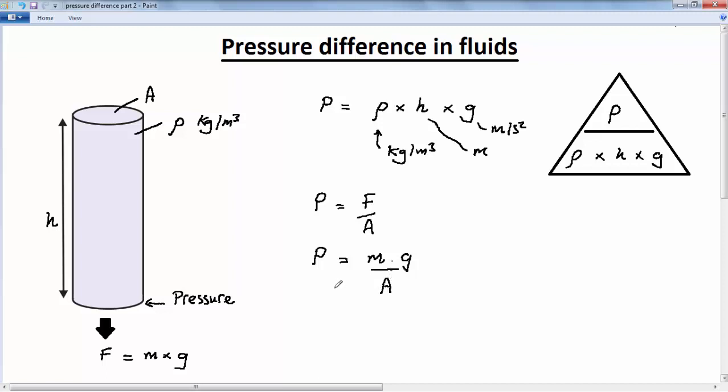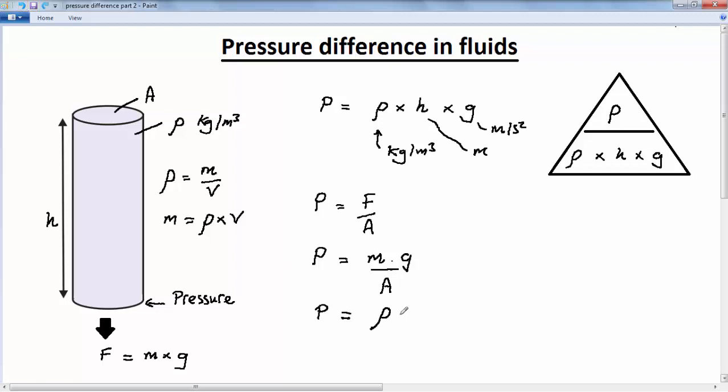Okay, you've got that. Next we ask ourselves, well, what is the mass of the liquid? Well, we remember that the density rho of a substance is equal to the mass divided by the volume. So the mass of the substance is equal to the density multiplied by the volume. So we can now substitute this into our equation here.